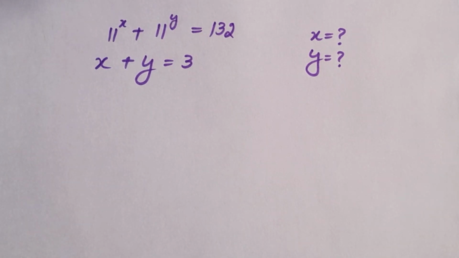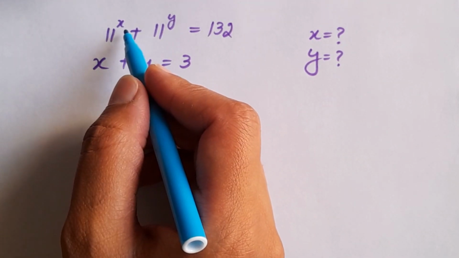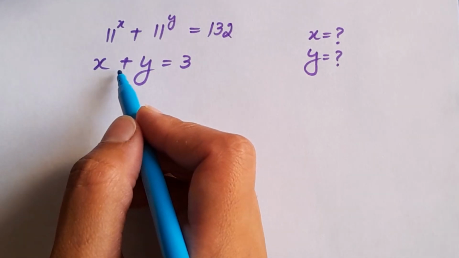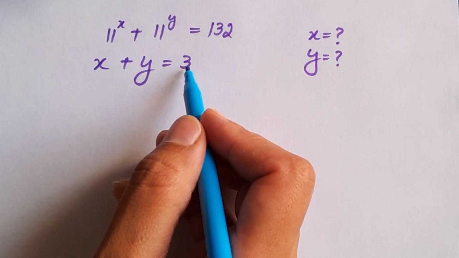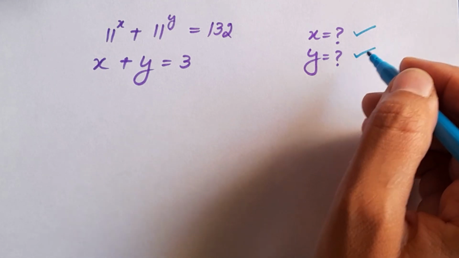In this video we are going to solve this system of equations where 11 to the power x plus 11 to the power y is equal to 132, x plus y is equal to 3. Using this information we have to find the value of x and y.